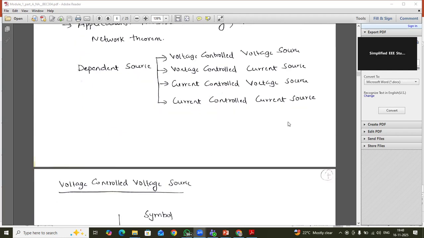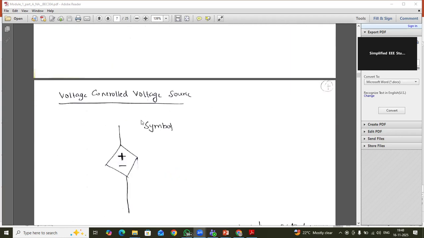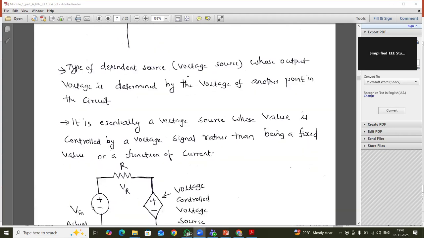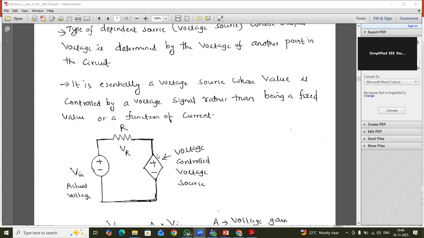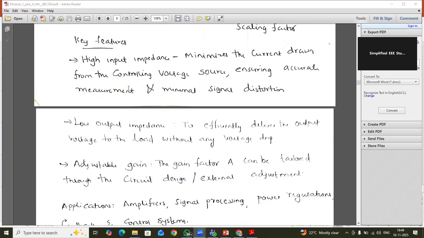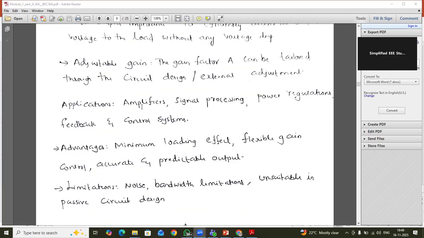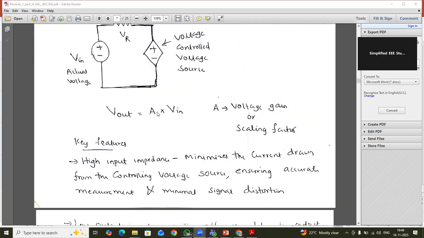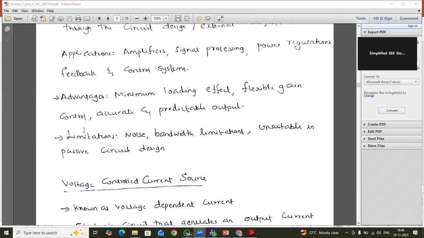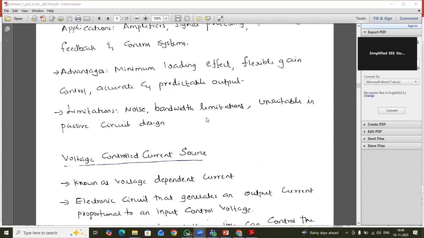Dependent sources, we have four types: voltage controlled voltage source, voltage controlled current source, current controlled voltage source, current controlled current source. Using the diamond symbol, you can represent the voltage controlled voltage source. Study the general formula: Vout is equal to A into Vin. You can study the key features like high input impedance, low output impedance, adjustable gain. A is known as gain, and A can be adjusted. Applications: amplifier, signal processing. Advantages: minimum loading effect, flexible gain control. Drawbacks are noise and bandwidth limitations.